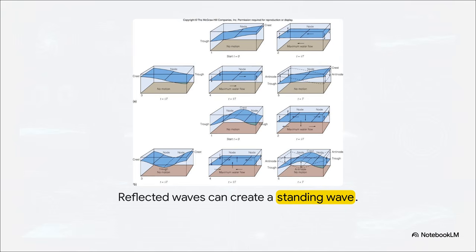Let's see how this builds when reflection creates a standing wave. When a reflected wave perfectly overlaps an incoming wave of the exact same length, the water stops moving forward altogether and just oscillates vertically. The nodes are dead zones with zero vertical movement, while the antinodes are the exact points of maximum, dramatic water flow, just rising and falling.